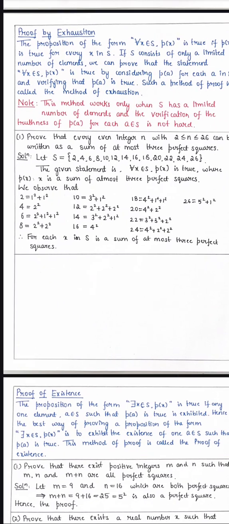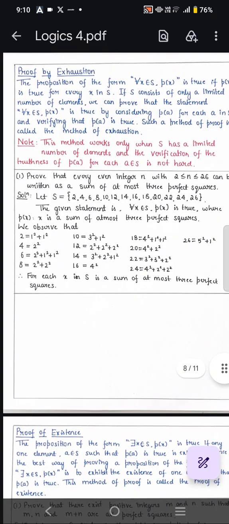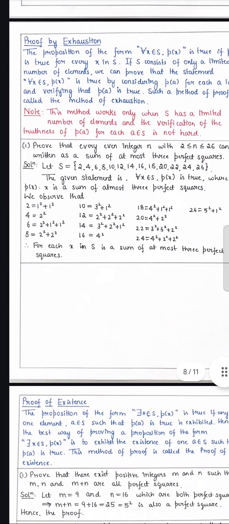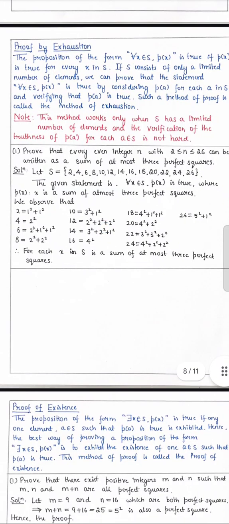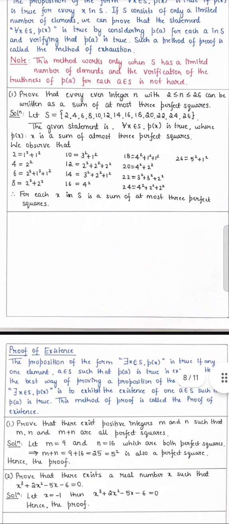This method works only when S has a limited number of elements, and verification of the truth of p(a) for each a belongs to S is not hard. Prove that every even integer n with 2 ≤ n ≤ 26 can be written as the sum of at most 3 perfect squares.